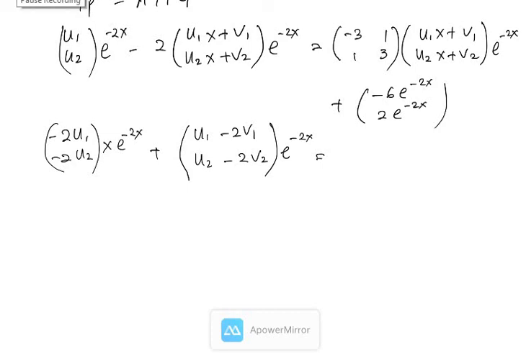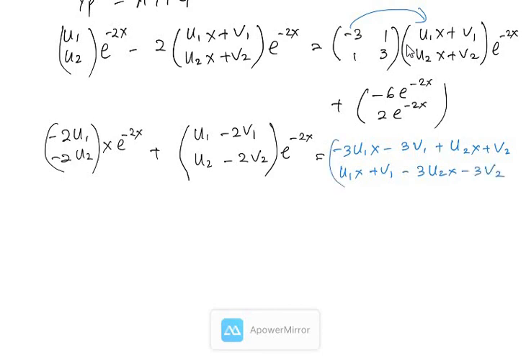So first of all, you need to multiply in this one. Okay, so you have negative 3u1x minus 3v1 plus u2x plus v2. So you need to solve the matrix multiplication here, the product of the matrix. And then the second one is u1x plus v1 minus 3u2x minus 3v2. This one I will multiply with e to the negative 2x. Okay, then plus negative 6 e to the negative 2x and then 2 e to the negative 2x. Once I expand the product of this matrix, you simplify it.